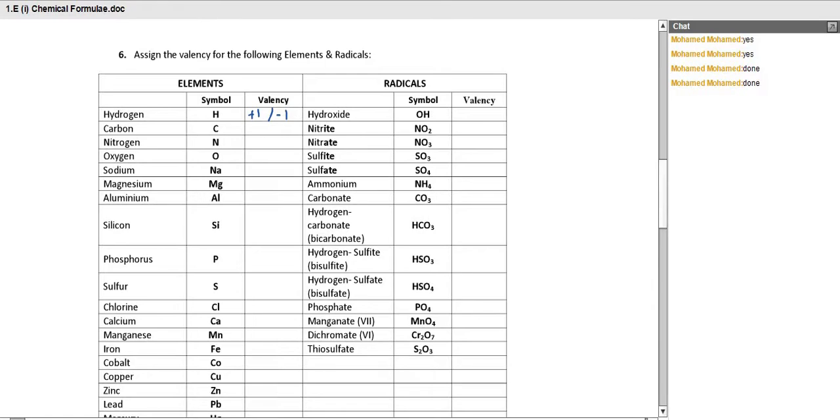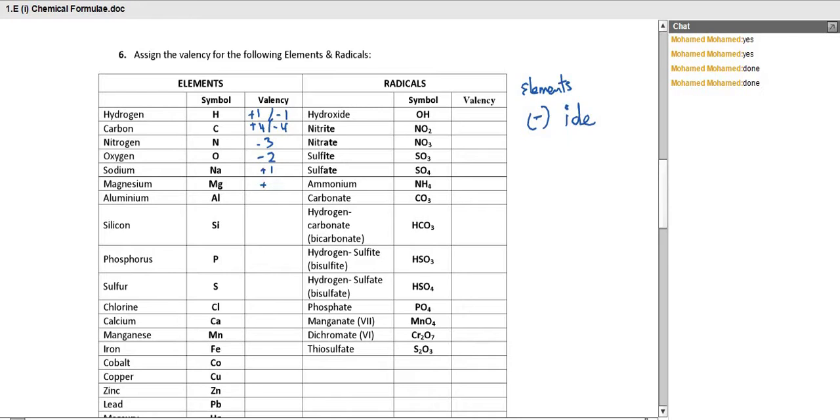When an element gains electrons, that's referred to as hydride. So always remember the suffix "-ide" is used for the anions, the negative ones, elements which are negatively charged, right? That is, elements which are negatively charged, you use "-ide" at the end, negative element. Carbon, plus 4 or minus 4. Nitrogen is group 5, minus 3. Oxygen, you don't need to remember these because from the periodic table you can easily predict.